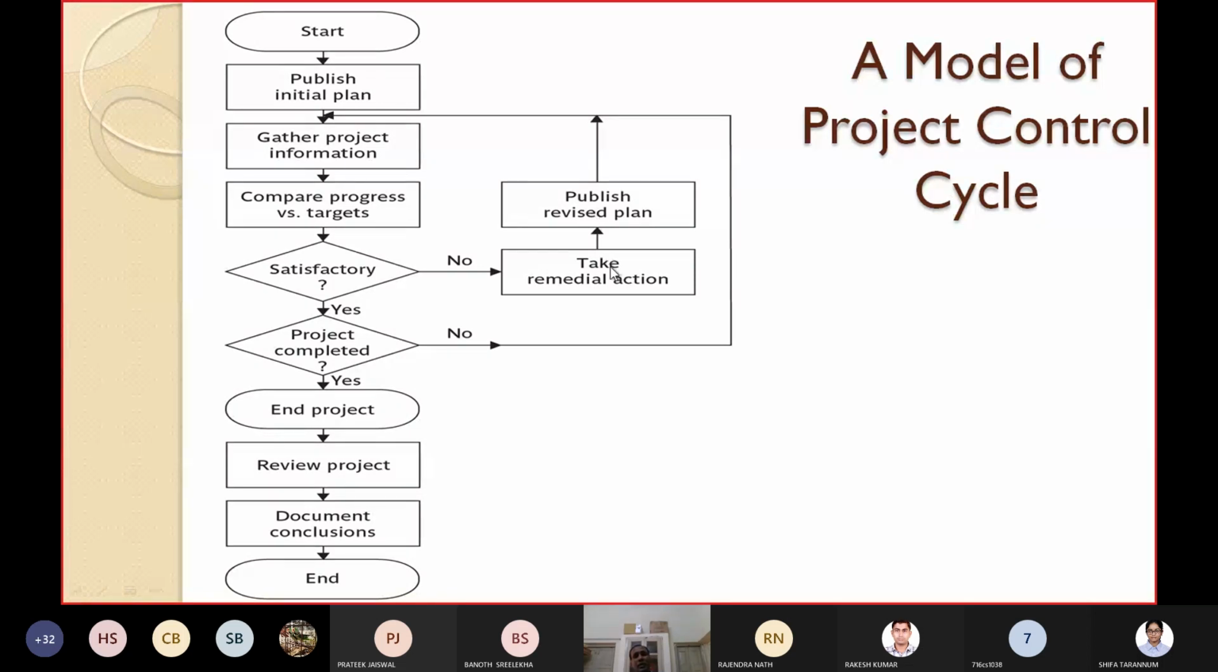After doing this, again you have to publish the revised plan so that other people in your group and organization should know. And then again you come to gathering project information. Then this cycle will run. If the project is not completed, again you go to gathering project information, and the same process will be continued. So this is a simple model of the project control cycle, very easy to understand. Please have a look into this and read the details from the book. Whatever I have told, I have already explained here, so no need to explain all those things.